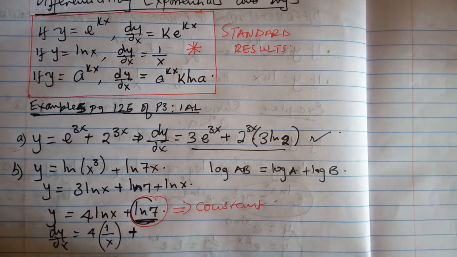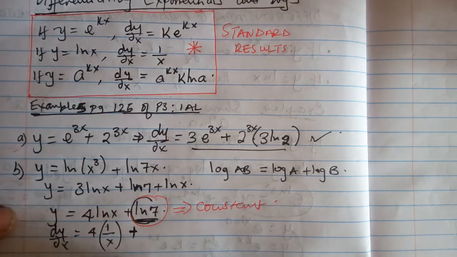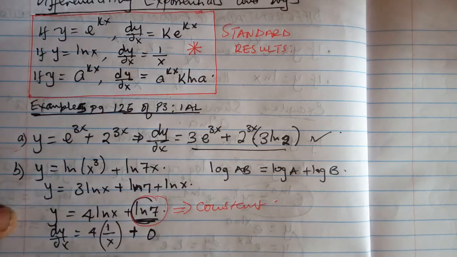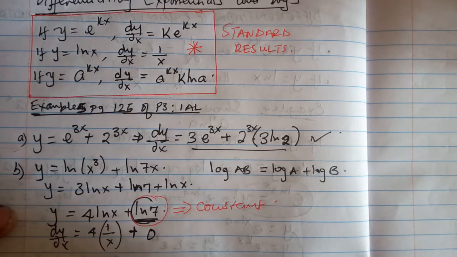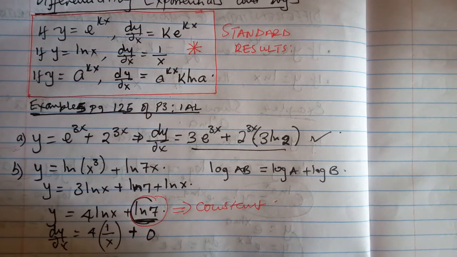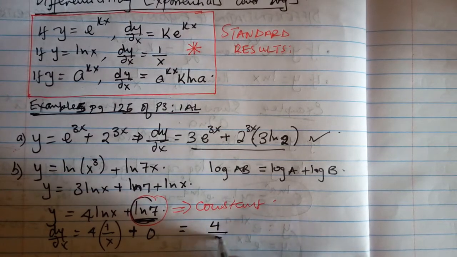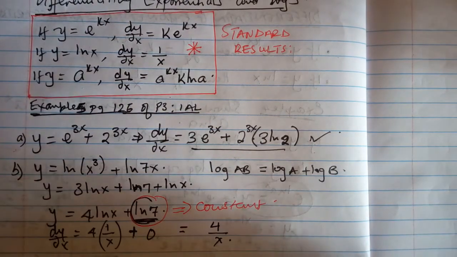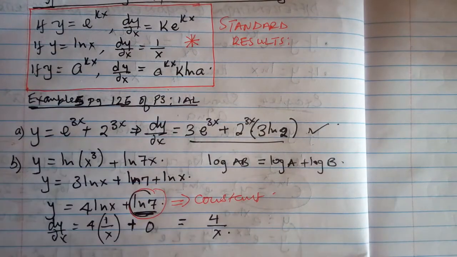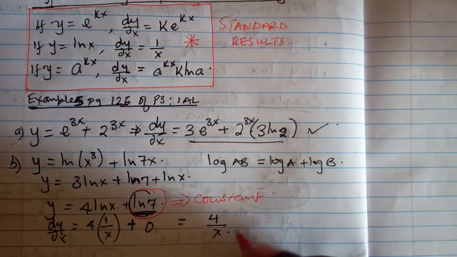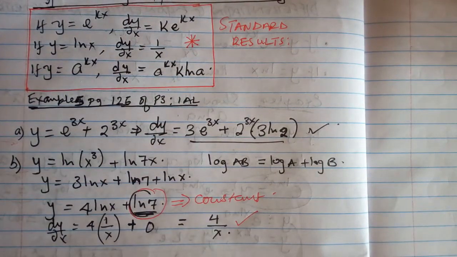We are differentiating with respect to x, so there is no way this one can die or be 0. And therefore, the differential of ln 7, which is a constant, is 0. And of course, we end up having the differential to be 4 over x. That is as far as part B of the expression is concerned. It is very important that you note this, as I've explained.